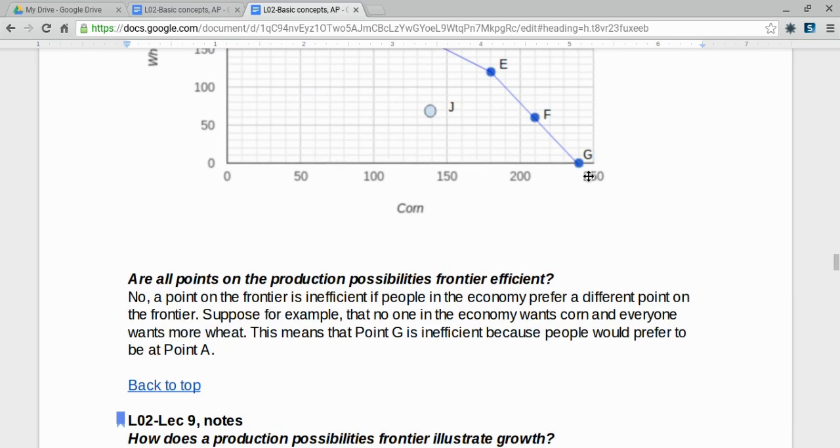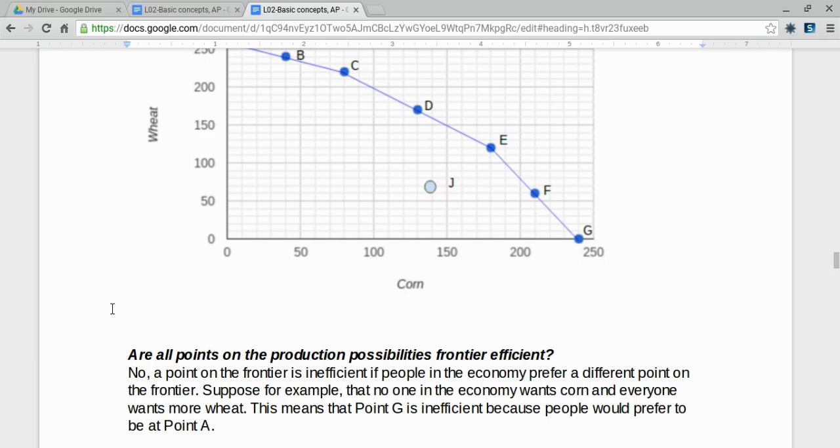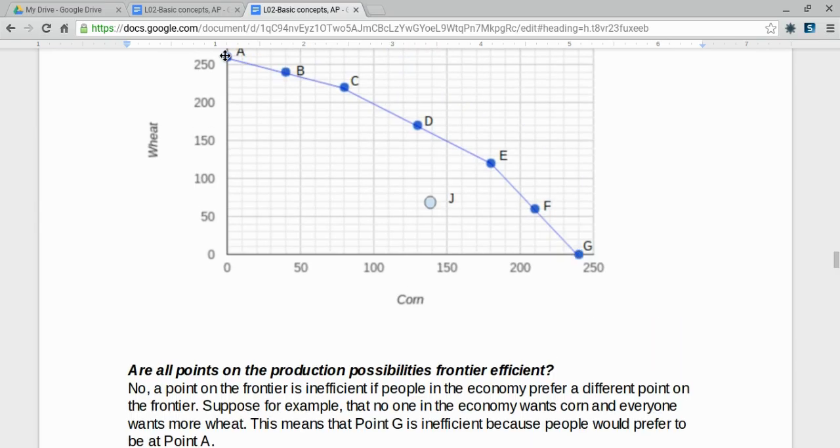This makes it sound like every point on the frontier is efficient. Are all points on the production possibility frontier efficient? No. A point on the frontier is inefficient if people in the economy prefer a different point on the frontier. Suppose, for example, that no one in the economy wants corn and everyone wants more wheat. This means that point G is inefficient because people would prefer to be at point A.